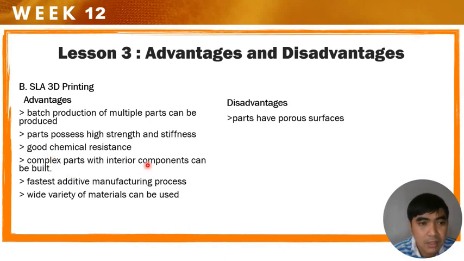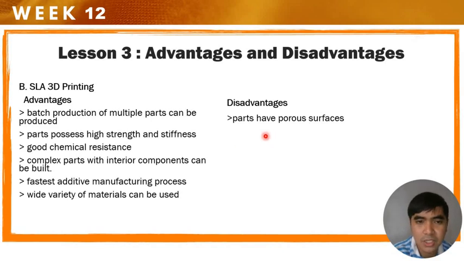Complex parts with interior components can be built because the outcome can be or can contain complex shapes or dimensions depending on what is programmed in your CAD system. Next is the fastest additive manufacturing process. This can be done by the computer system, that's why it is a fast process. A wide variety of materials can be used. So it is the same with SLS.